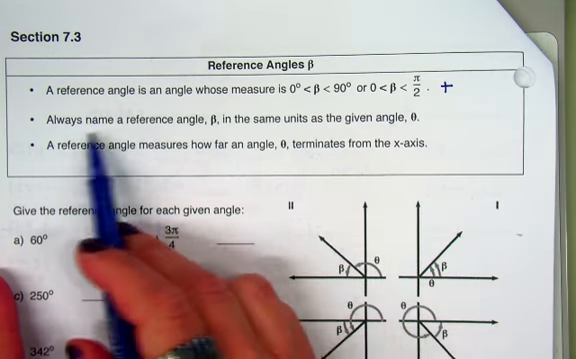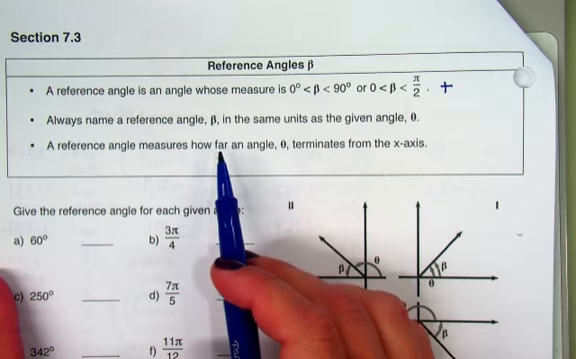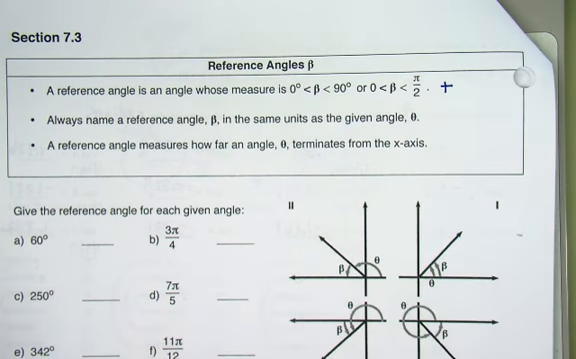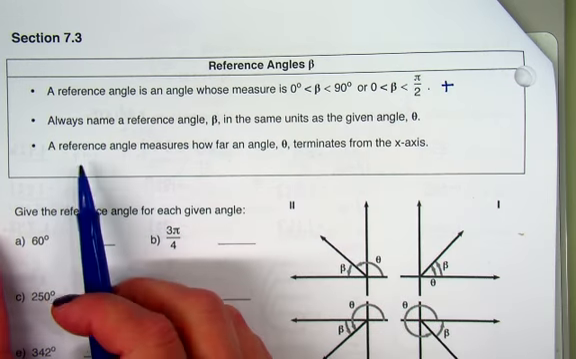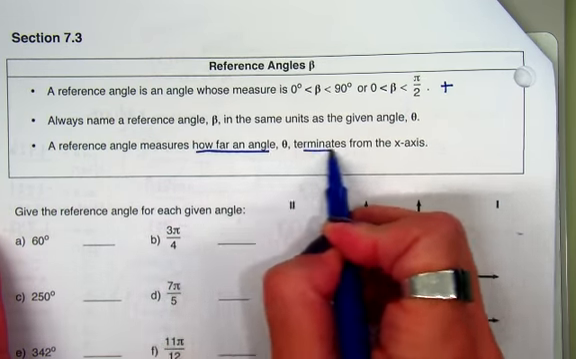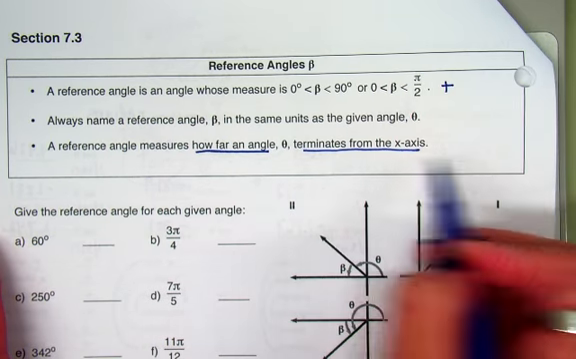Always name a reference angle in the same units as the given angle. So if I'm in degrees, I would name it in degrees. If I'm in radians, I would name it in radians. Okay, makes sense. So stay in the same units. A reference angle measures how far an angle terminates from the x-axis. So you're going to look at the terminating side and how far it is from the x-axis.